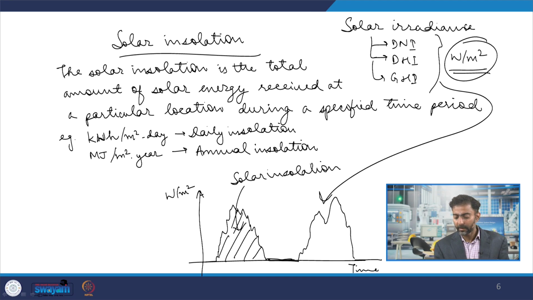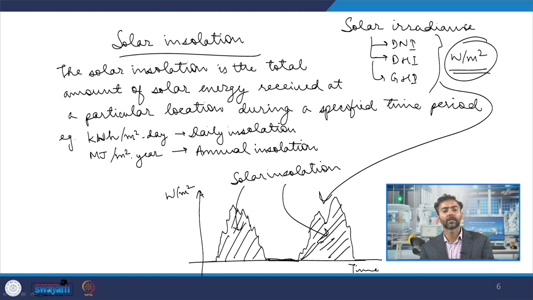How much is the energy which is incident on a unit area in a given period of time, usually measured on a daily basis or monthly or annual basis. So, solar insolation is also many times used for solar PV calculations, and these two are very analogous, very similar, but they have distinct applications.